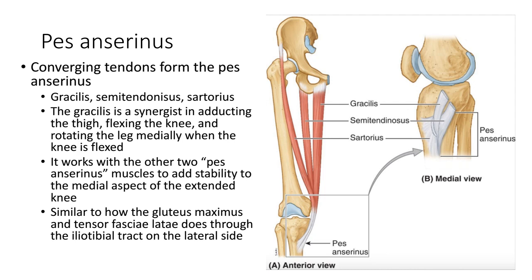The pes anserinus, then, to see this again, is where there are converging tendons from the gracilis, the semitendinosus, and the sartorius muscles, and they form a common tendon. The gracilis is a synergist in adducting the thigh, flexing the knee, and rotating the leg medially when the knee is flexed. And then it works with the other two pes anserinus muscles to add stability to that medial aspect of the extended knee. It's similar again to how the gluteus maximus and tensor fascia lata do that through the iliotibial tract on the lateral side.